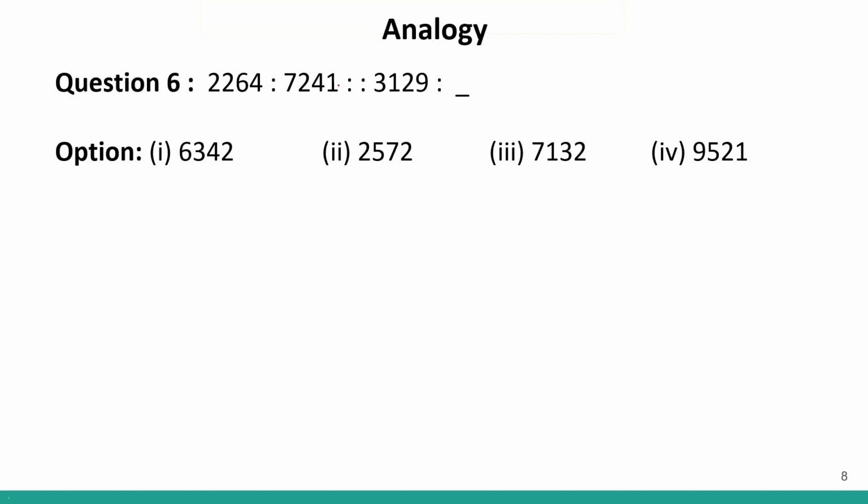Since it is a bigger number, let us look at the sum of the digits. So sum of the digits, 2 plus 2 plus 6 plus 4. How much will it give me? 6 plus 4, 10. 10 plus 2, 12. 12 plus 2, 14. For 7 2 4 1, 7 plus 2 plus 4 plus 1. So 7 plus 2, 9. 9 plus 1, 10. 10 plus 4, 14. So basically the sum of the digits, this is also 14 and this is also 14.